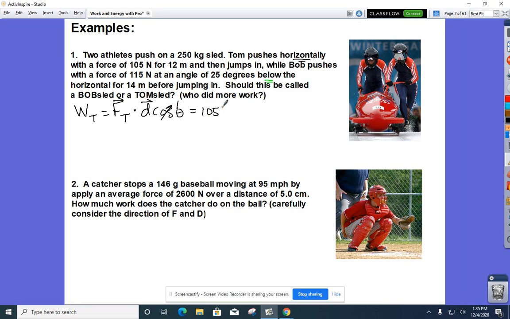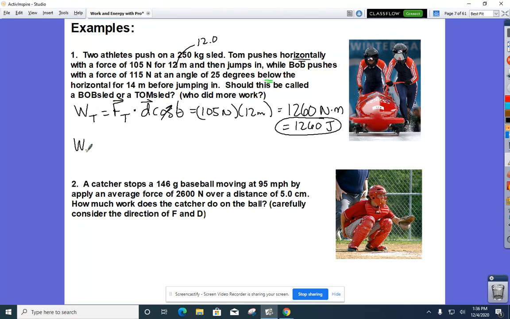so that's no problem. 1,260 newton meters, or we'll call that 1,260 joules. Okay, and it looks like maybe I've lost my sig figs there, but that's okay. Let's just keep an extra one. Let's call that 12.0, so I don't round too much there. Okay, and let's go ahead and do the one for Bob.